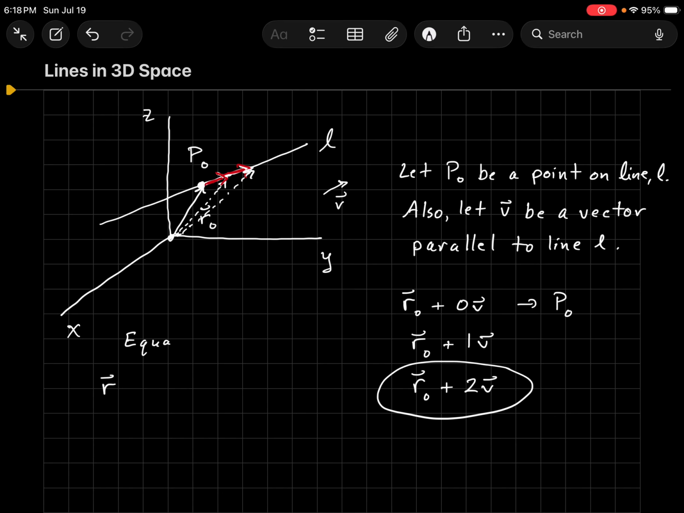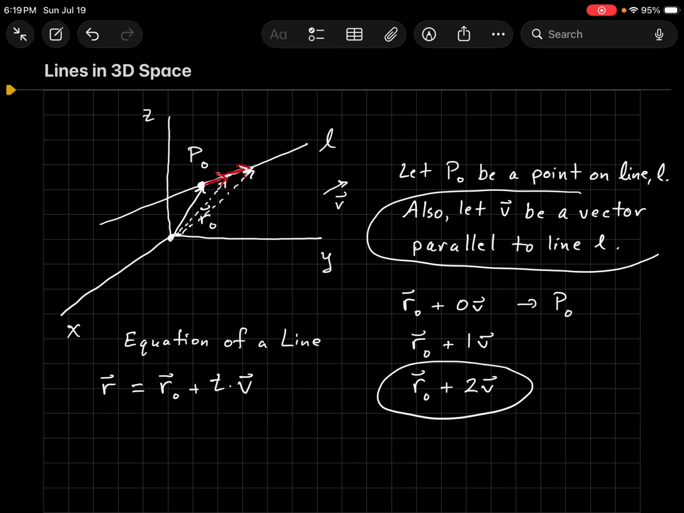So an equation of the line using vectors in three-dimensional space, or even more dimensions, but we're doing three-dimensional, would be r, the vector r, equals the starting vector r naught plus some t times a vector v, where v is parallel to our line. And note that t is any real number. In fact, t is going to be all of our real numbers to get the entire line.